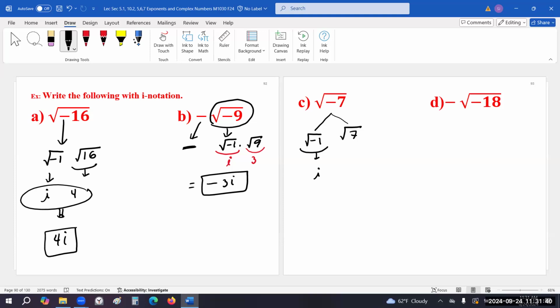This time, do we know what is square root of 7? We don't, right? You see? We could not simplify square root of 7 here. So you leave it alone. When it cannot simplify, we leave it alone. When it can simplify, we do simplify, like in Lecture 8.